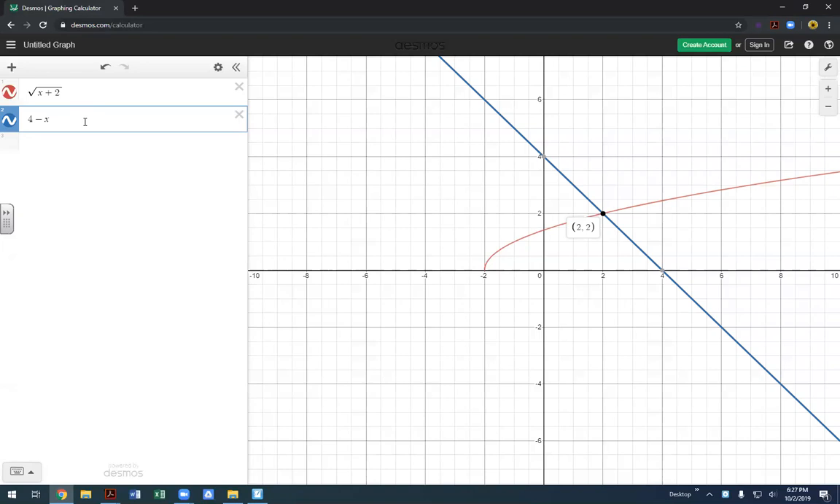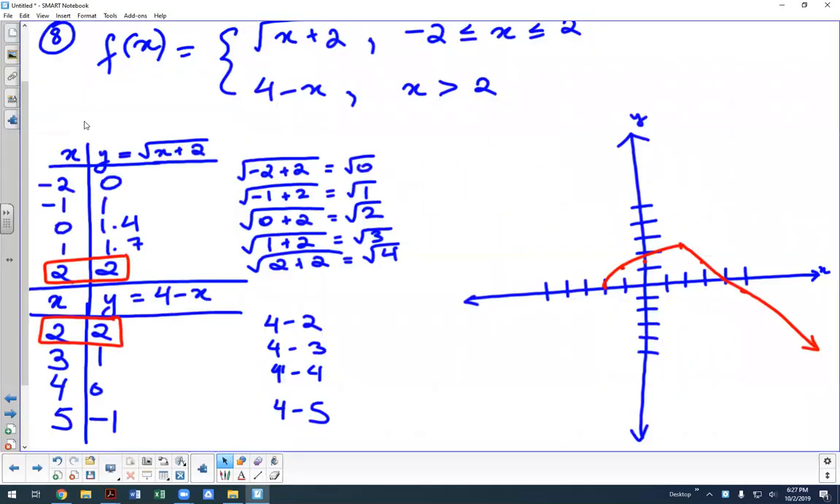So you've got part of that square root function, right? So that's part of a parabola that we're seeing on that first part from -2 to 2. And then we're seeing a line with a negative slope on the right-hand side here. Everybody got the graph? Okay.